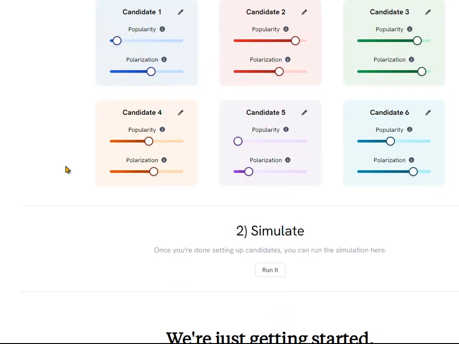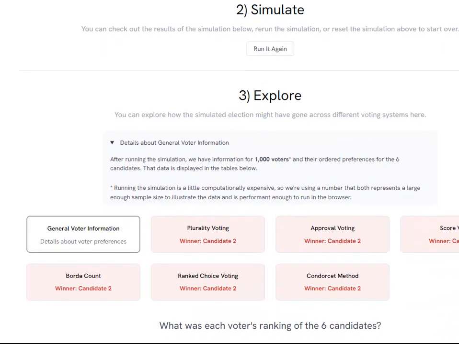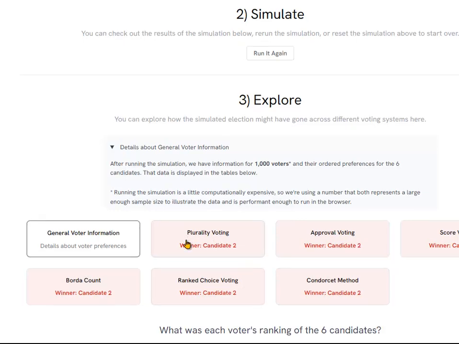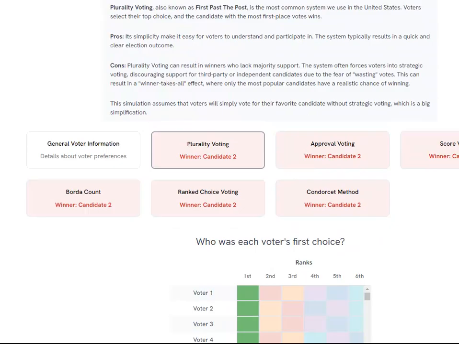So I'm going to scroll down here, and then it says run it. I'm going to go down here and go to explore. There are a number of methods: general voter, plurality, approval, score, Borda, ranked choice voting, Condorcet method. We only covered plurality and ranked choice voting. I'm going to click on this one here.